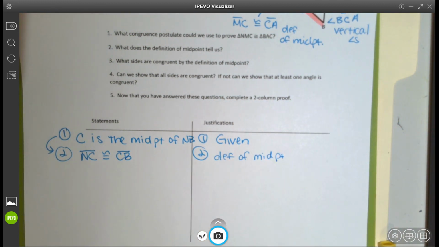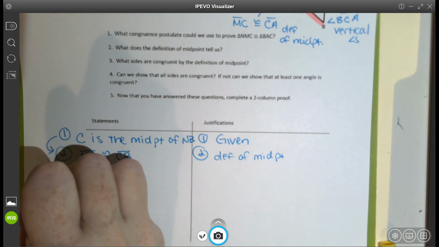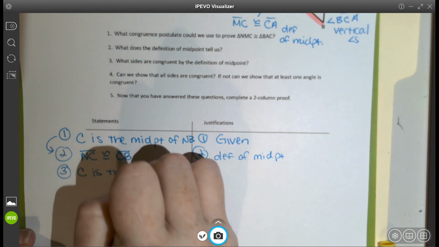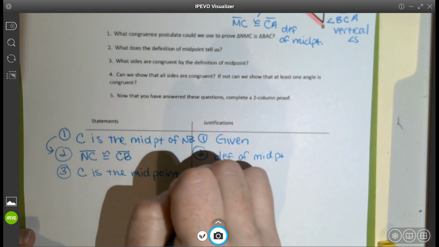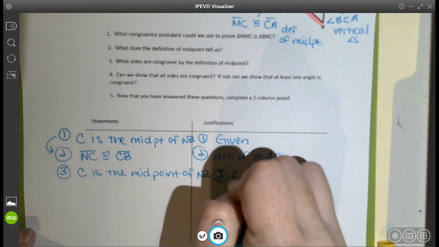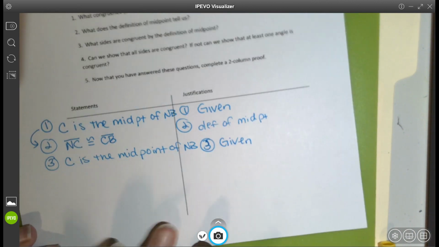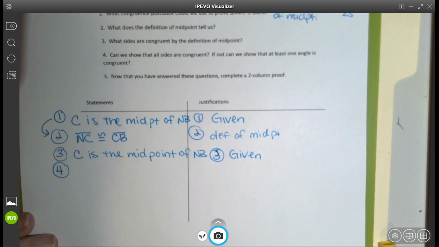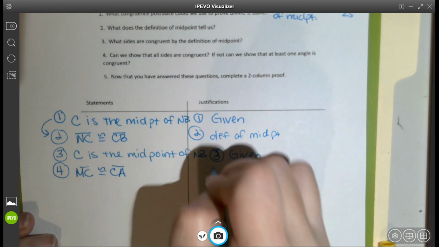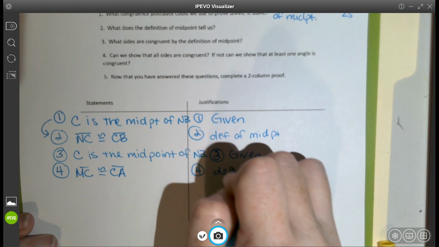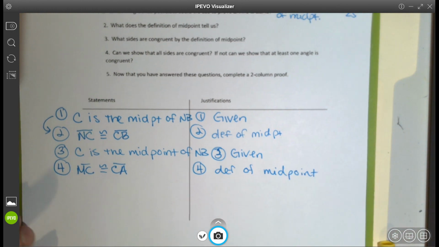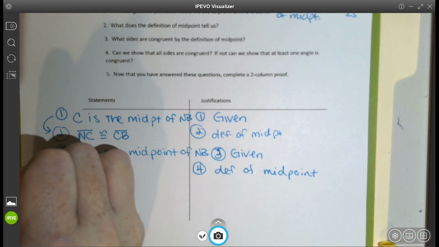I'm going to do the same thing again. Now I'm going to write that one I highlighted in orange. And I'm going to write C is the midpoint of MA. Again, that's given. It is okay that we break our given up. What did that given give me? It told me that MC is congruent to CA. And again, that was definition of midpoint. All right, that was all that was given in there.